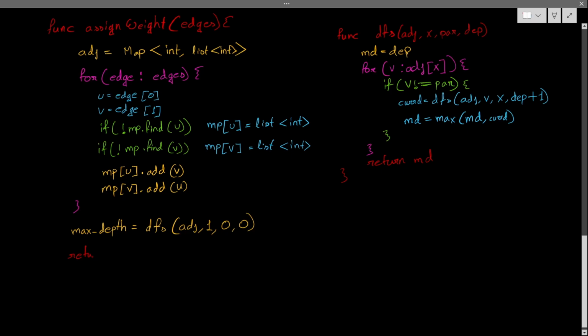So that is the maximum number of edges. So we can simply return 2 to the power max depth minus 1. We can simply return this thing. Okay, but there is a problem. I cannot simply return this thing.